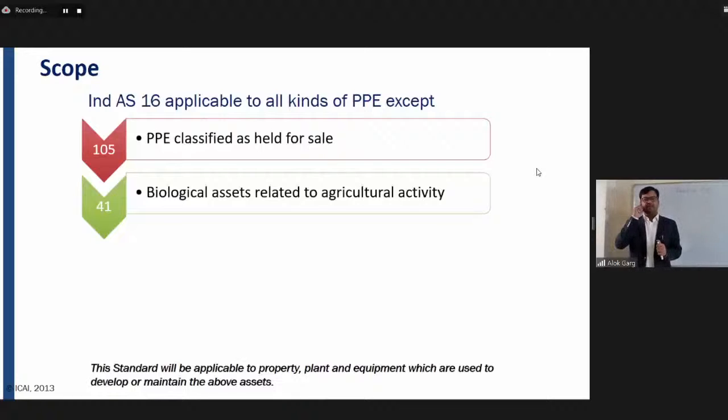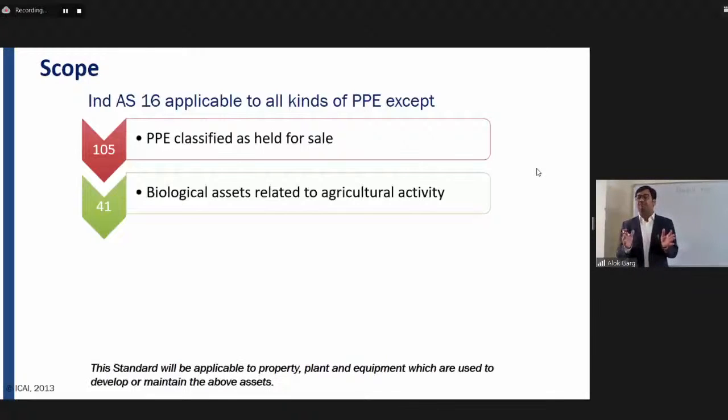Sir, if there is land and the land has been used for agricultural activity, tell me whether it will be covered under Ind AS 41 or Ind AS 16. Guys, my question is, there is a land and the land has been used for agricultural activity. So is that land covered under Ind AS 16 or Ind AS 41?